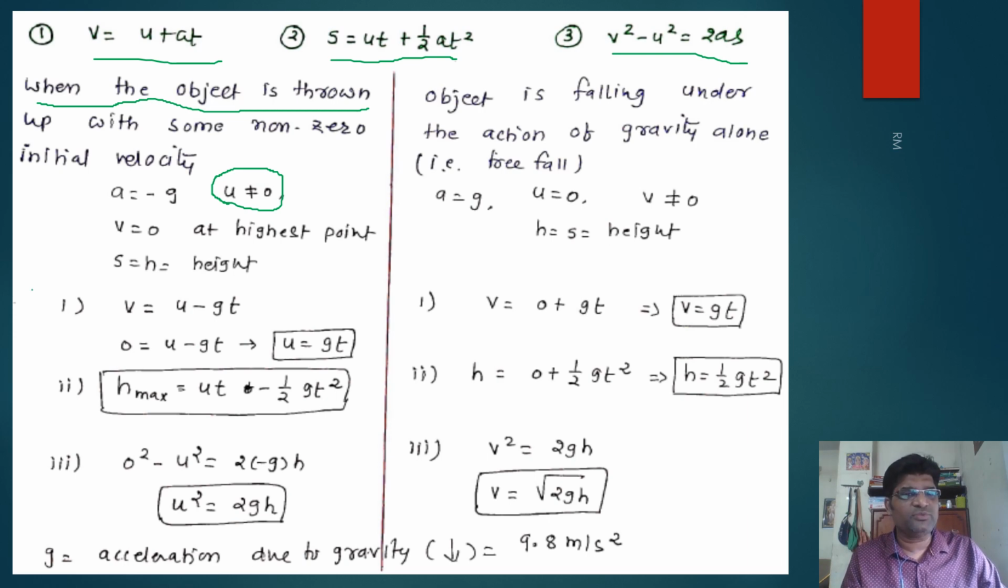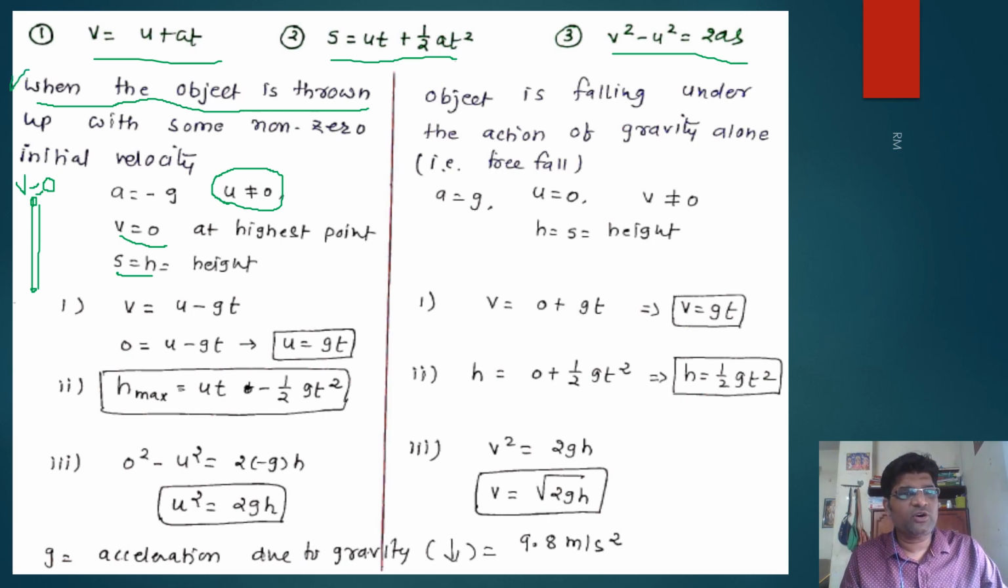When you throw the object from this point to a certain height h, then at this point the final velocity v may become 0 because it will have to stop there and then ultimately it starts falling down, right? So v is equal to 0 at the highest point and s is replaced by h, that is the height, which is also equal to your distance. So these three equations take different forms for different kinds of motion.